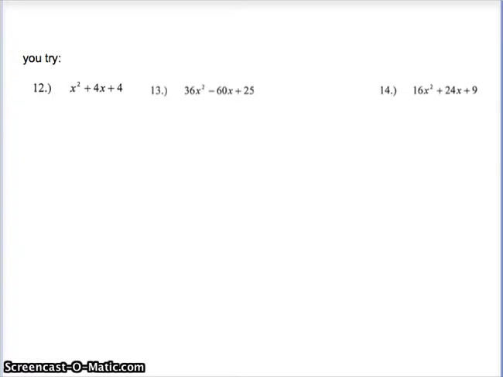All right, now you give it a shot. Let's try some perfect square trinomials.